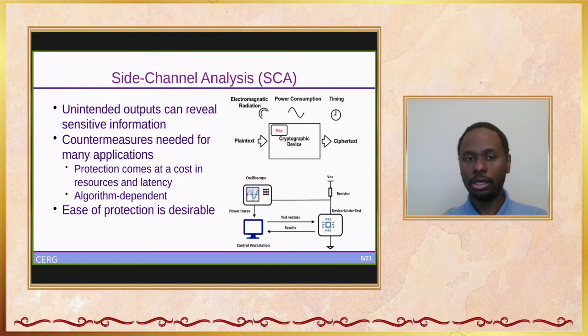So for this reason, you need countermeasures to resist these kinds of attacks. The problem with countermeasures is that they're costly. For example, in hardware, they can increase the area, and they can also reduce your device performance, and that's algorithm dependent. So for each algorithm, you need to do a careful study to see the effect of adding side channel countermeasures. So we did this study on the Saber algorithm.